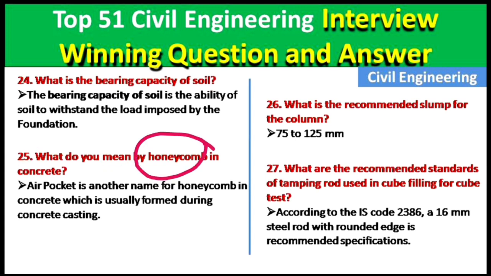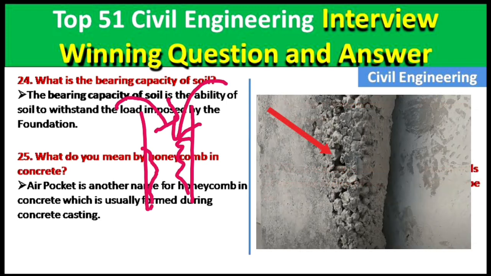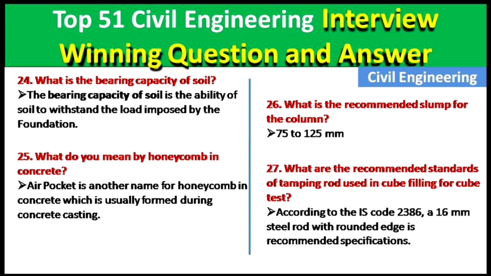Okay, now point number 25 is what do you mean by honeycomb in concrete? Guys, honeycomb is a defect in concrete. Air pocket is another name for the honeycomb in concrete, which is usually formed during concrete casting. For example, if this is our column and if you pour concrete in it, then there will be an absence of concrete in this region. So this absence of concrete in this region is known as honeycomb, and it will be very dangerous for the concrete because it cannot get full strength if the honeycomb forms in this concrete.